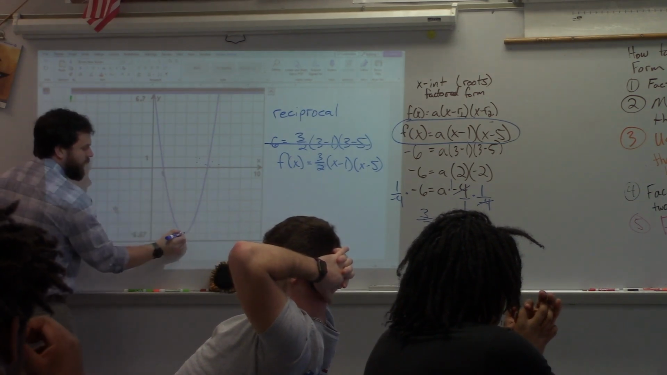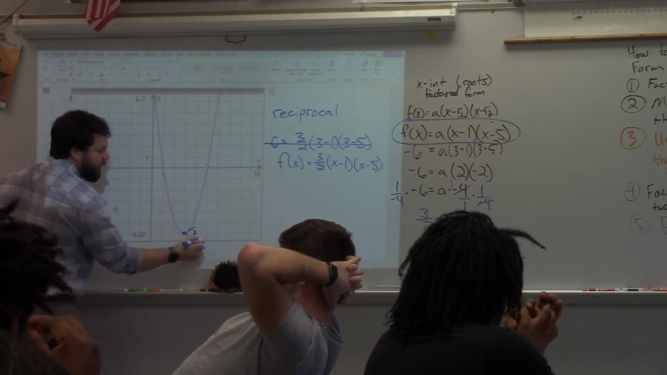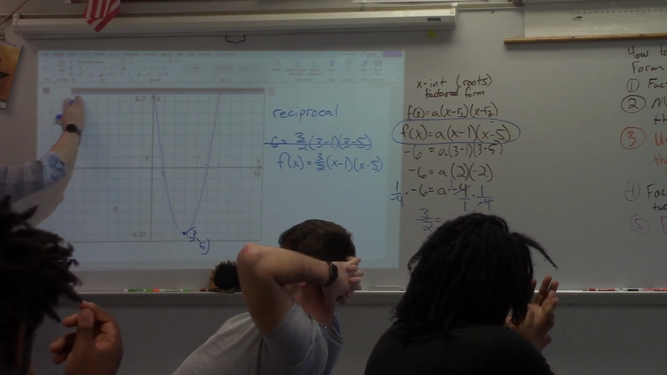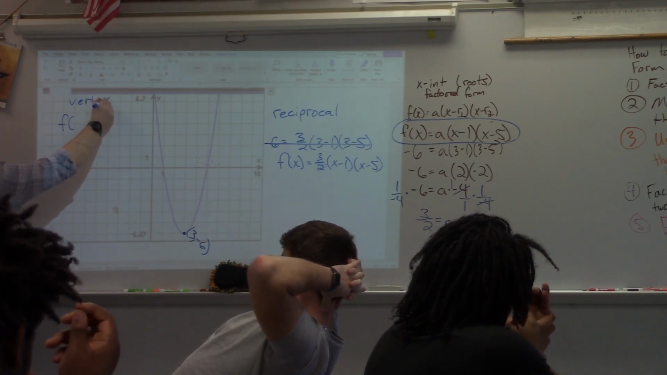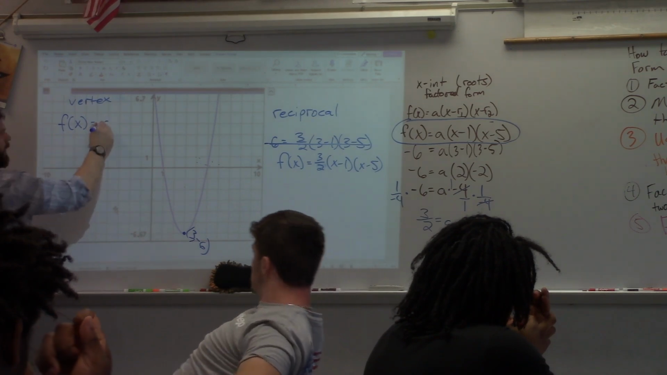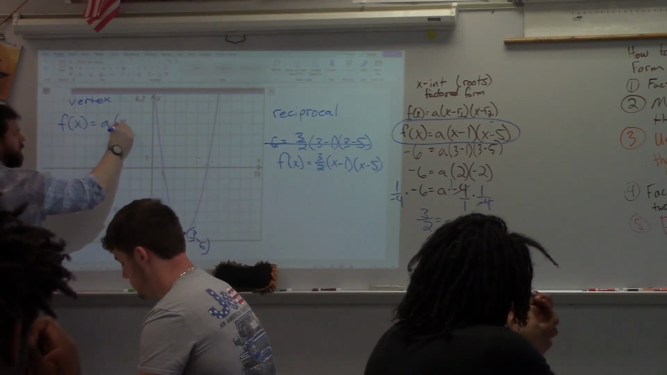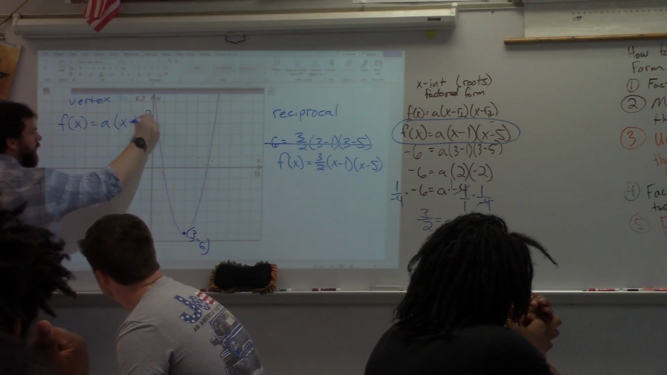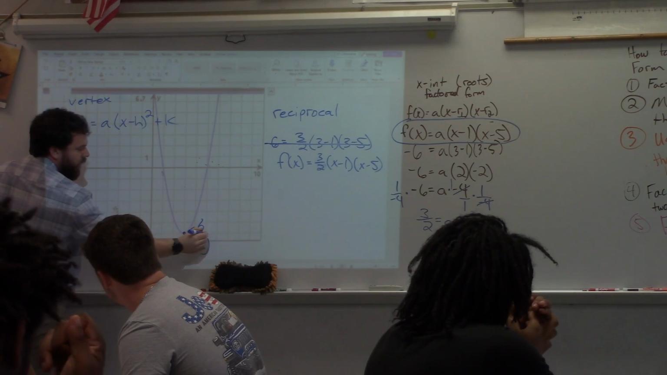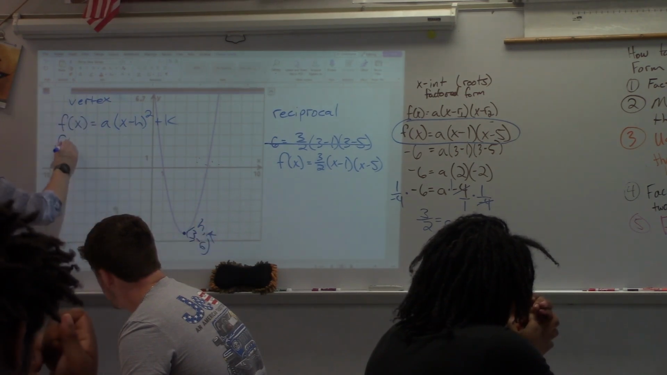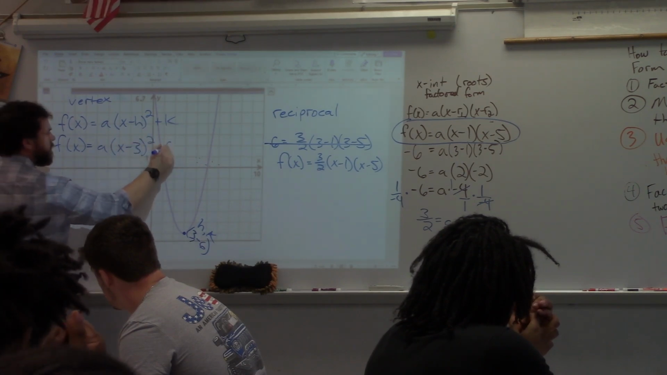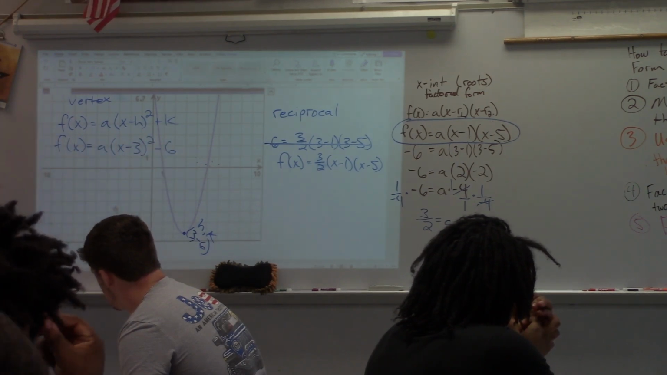Now, here's what I will point out. You don't need to write this down, I want us to just follow along. I'm going to focus on that vertex right now. So what form am I using? Vertex form. So I'm going to write out my equation. What is vertex form? f of x equals a times (x minus h) squared plus k. And this point is my h comma k.